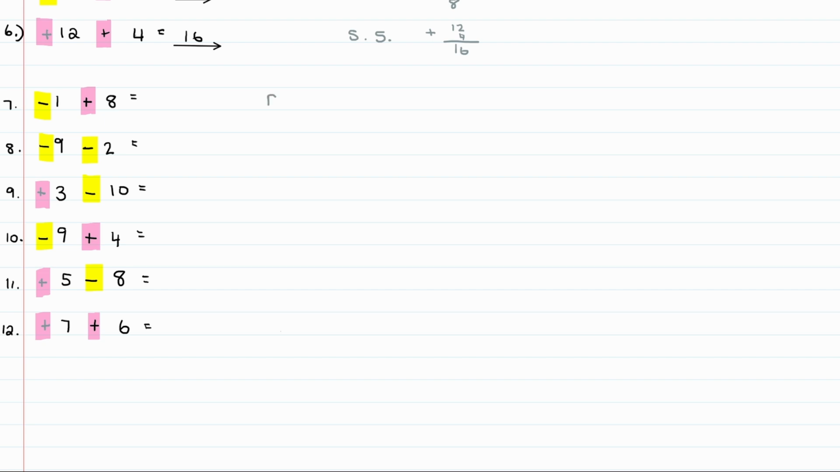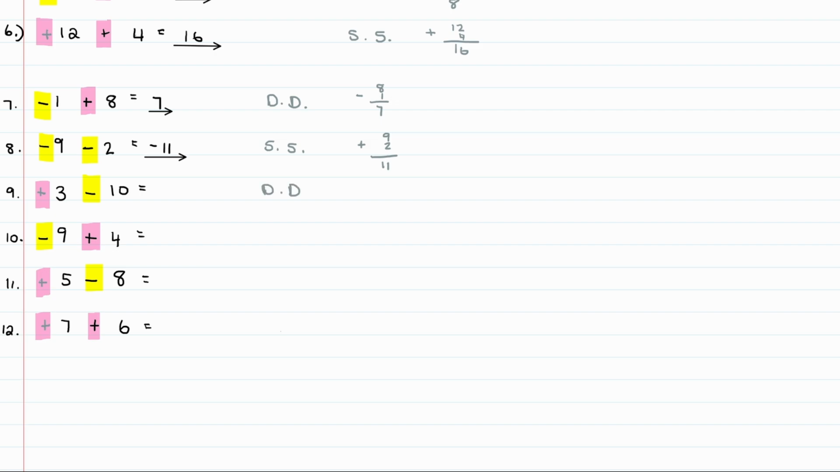Question 7. My signs are different, so I find the difference. I find the difference between 8 and 1. 8 minus 1 gives me 7. 8 is further from 0 and it's positive, so my answer is +7. Next, my signs are the same, so I find the sum. I find the sum of 9 and 2. 9 and 2 give me 11. They're both negative, so my answer is negative 11.